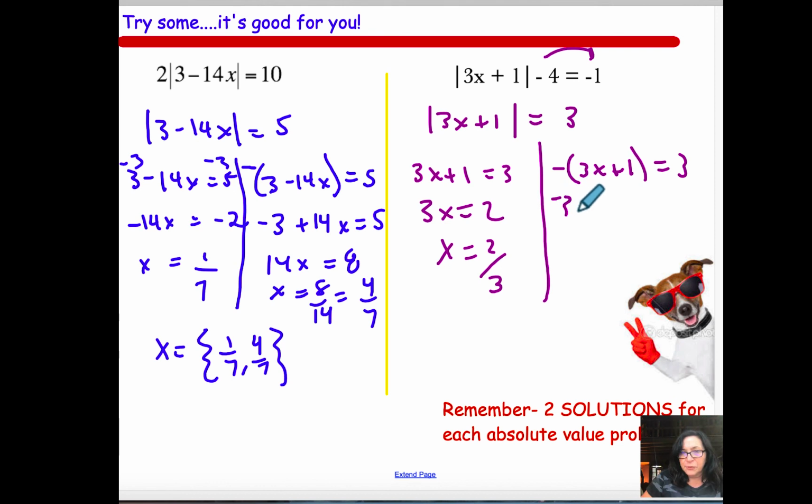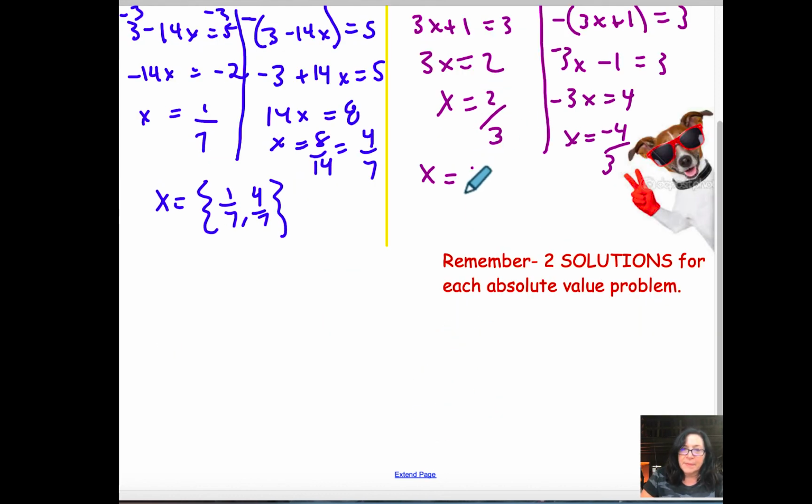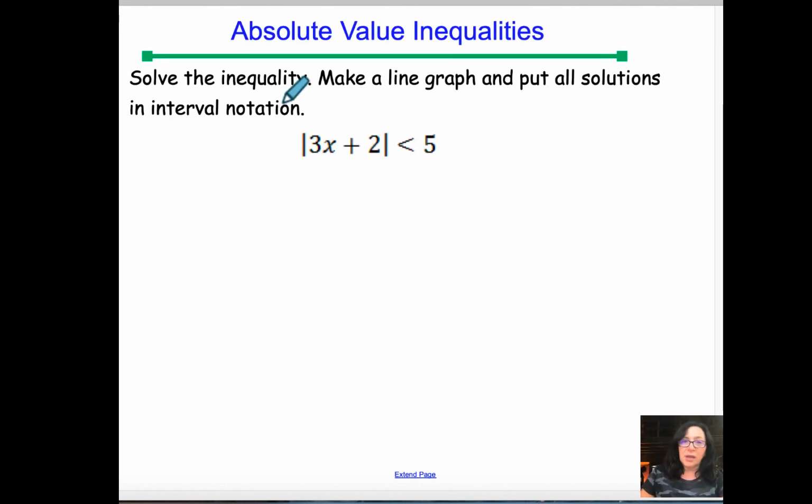I get negative 3x minus 1 equals 3. Add 1. Negative 3x equals 4. And then x is equal to negative 4/3. So putting my answer in solution sets, I'm going to get x equals negative 4/3 as well as 2/3. And remember, two solutions for every absolute value problem. It's very important. Next question, just one more.